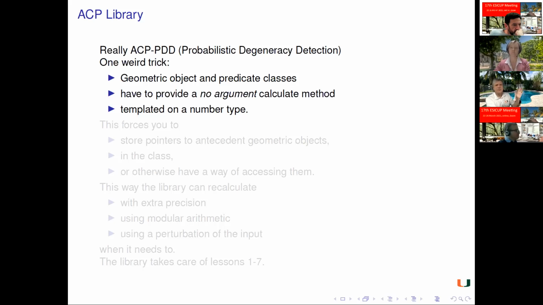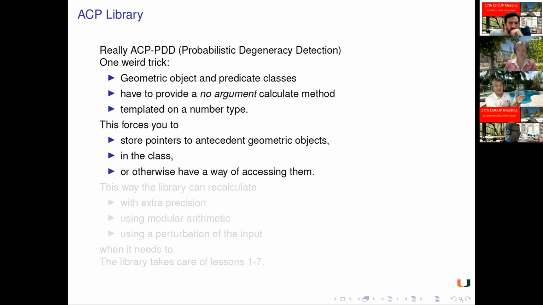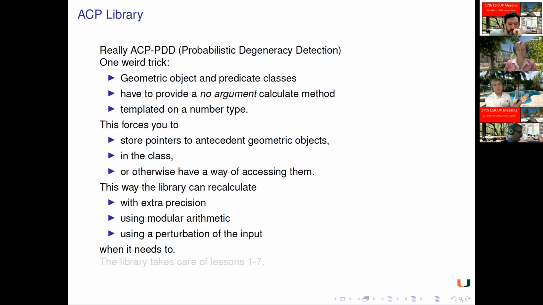Well, templating on a number type is kind of obvious. You need to deal with different number types. But this notion that you have to do it without allowing any arguments is a little funny. It forces you to either store pointers to the antecedent geometric objects in the class or otherwise have a way of accessing them, and how you do it is up to you. But if we force you to do that, then when the library needs to recalculate with, for instance, more precision in MPFR, or with modular arithmetic, or with a perturbation of the input, it can do so, because it can just call your calculate method and you take care of gathering up the antecedents.